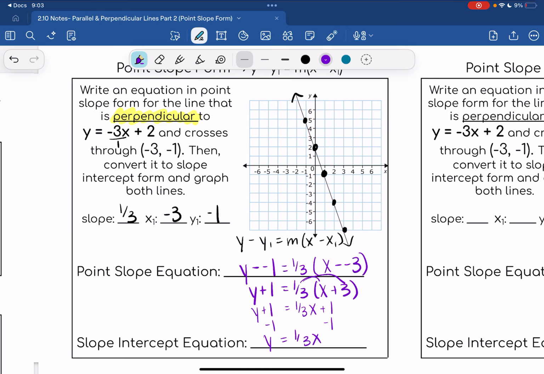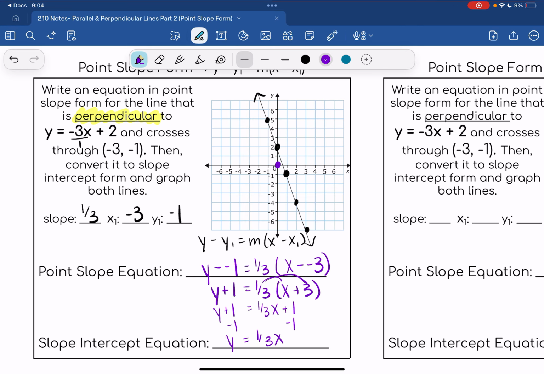So when I go graph, I start at my y-intercept of 0, and my slope is 1/3. So I go up 1, right 3, up 1, right 3, and I can also go down 1, left 3, down 1, left 3. I can connect all of those, and then I can see that I cross at a right angle here. That is good. That means they're perpendicular. And I can see that I cross the point, negative 3, negative 1.